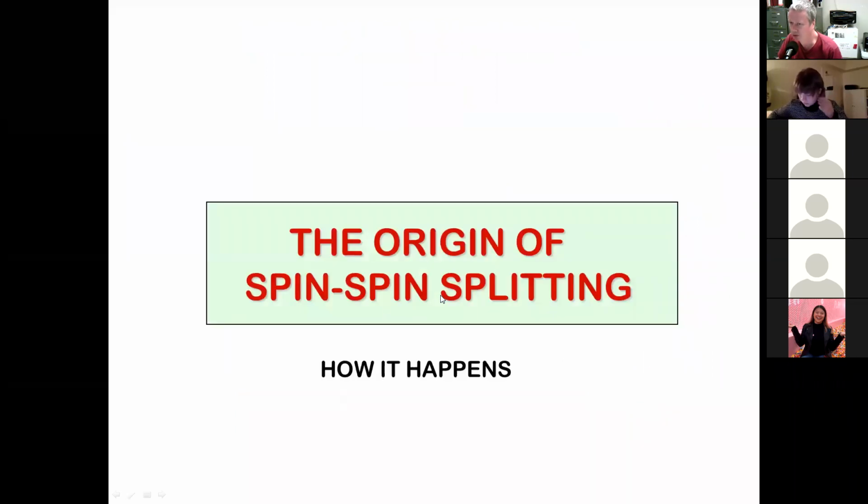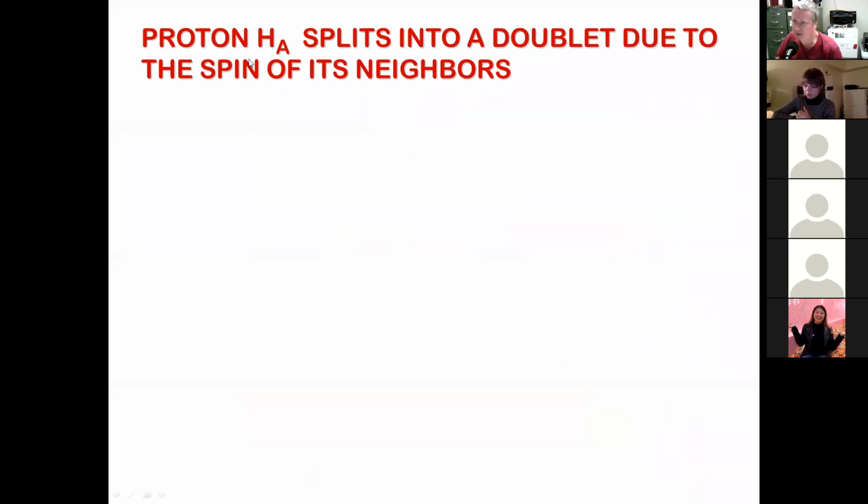The origin. So why does it happen? It's kind of a weird thing. You don't have to know the theory, but it's kind of fun and it makes sense actually too. But why does it happen? All right, so I'm going to talk about proton HA. It splits into a doublet due to the spin of its neighbors.